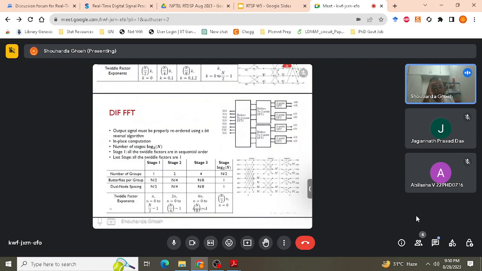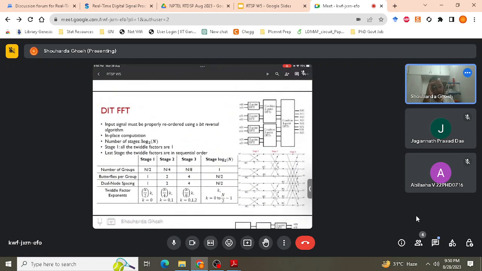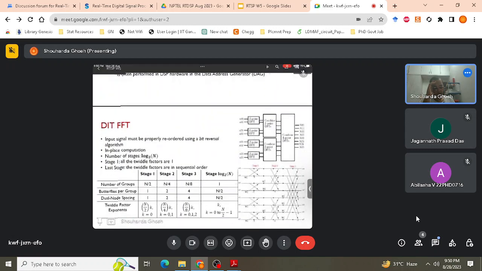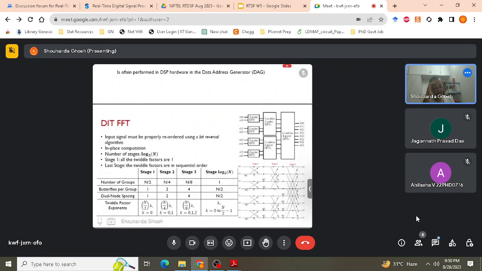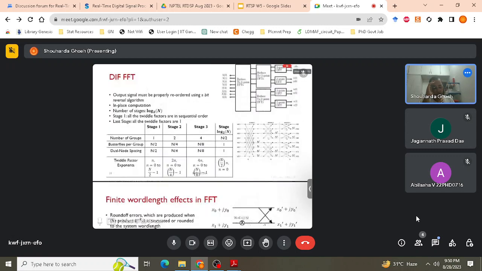Same for the decimation in frequency, and as I told you earlier, decimation in time and decimation in frequency are transposes of each other. So here you can see there are 4 2-point blocks in the beginning and 1 combination block in the end. Here it is the other way around. Rather than combining, it reduces to 4-point DFTs and then 2-point DFTs at the end.